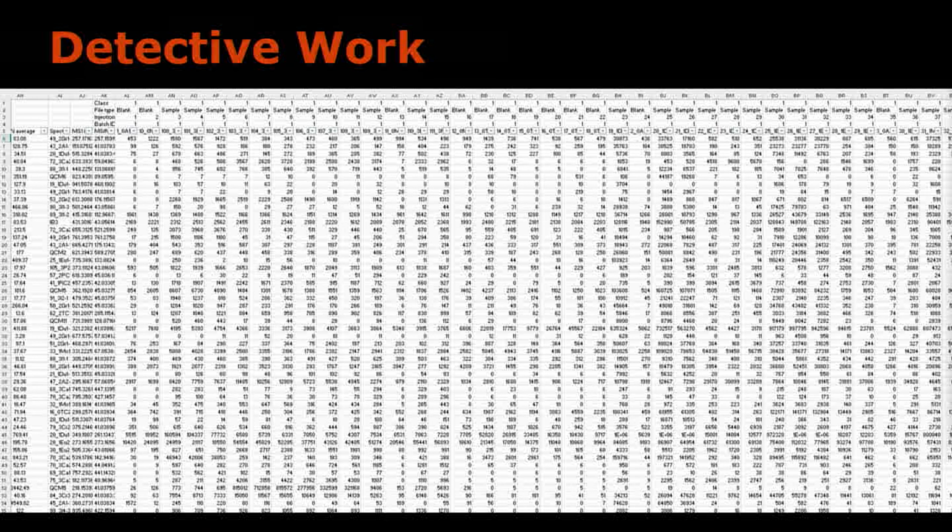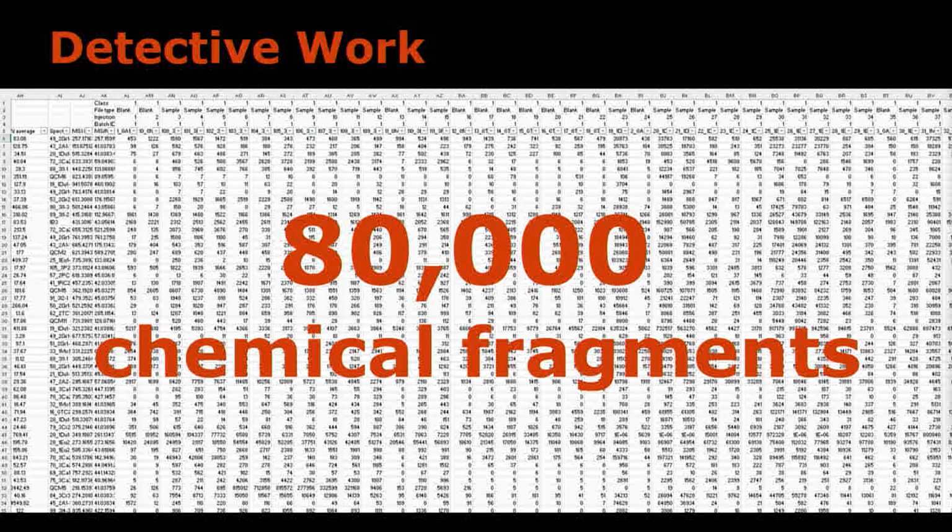This file, for example, had 80,000 chemical fragments. And this gives me a much more complete picture of what's actually in these biosolids. But as I said, we don't know what chemicals these fragments belong to. So what I can do next is compare these masses and retention times to databases to get a list of chemicals that were probably in my sample, or what we call suspected chemicals.